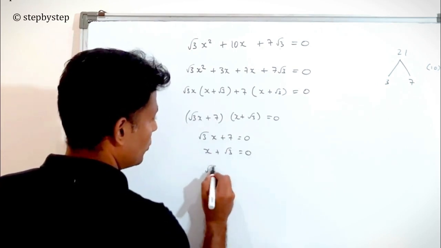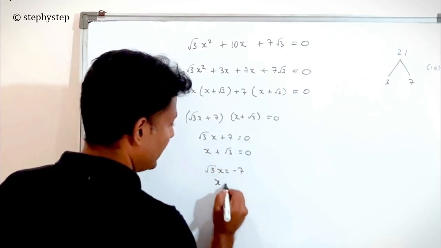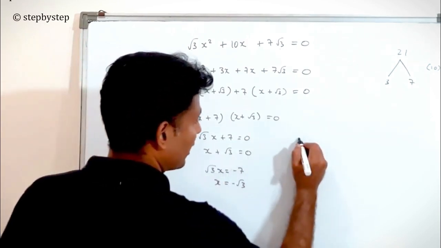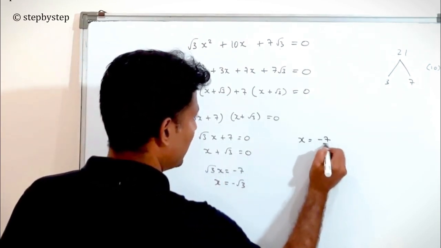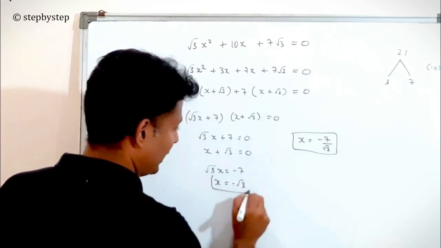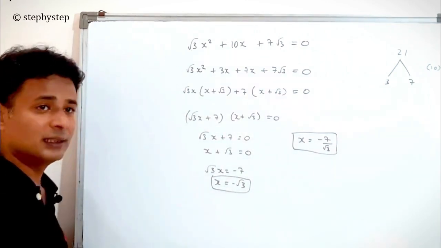Which means root 3x equal to minus 7 after transposing from here, and x equal to minus root 3, which means root 3 when transposed, x becomes equal to minus 7 by root 3. So we got x equal to minus 7 by root 3 and x equal to minus root 3. So these are the two zeros.